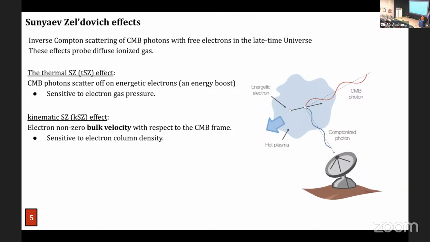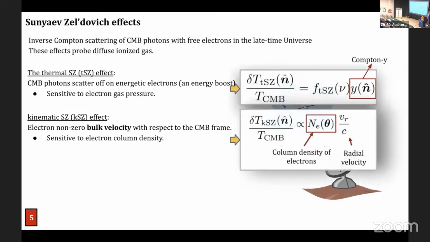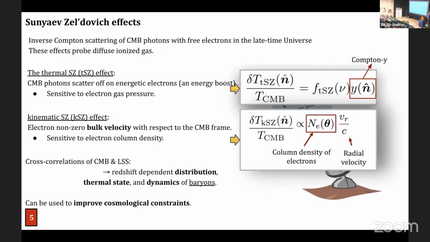And the kinetic Sunyaev-Zel'dovich effect, of course, probes the bulk velocities of electrons in the rest frame with respect to the CMB. And they're also sensitive to the column density of the electrons. So these two effects probe, when combined, the full thermal state of gas in the universe and can be used to improve cosmological constraints as well, as I'll describe in a minute.